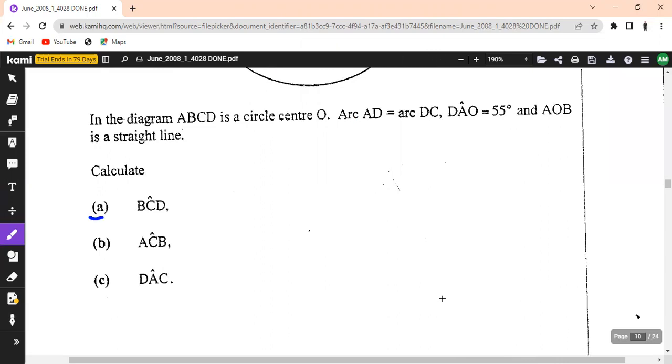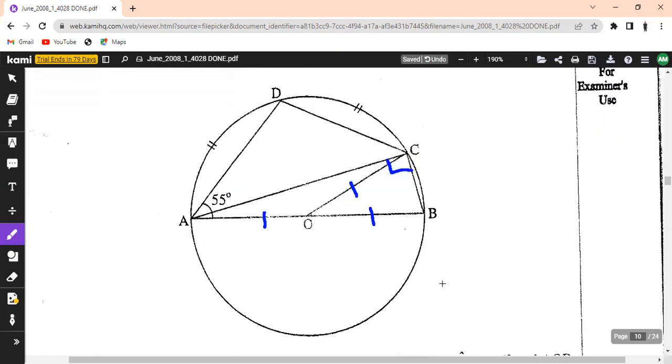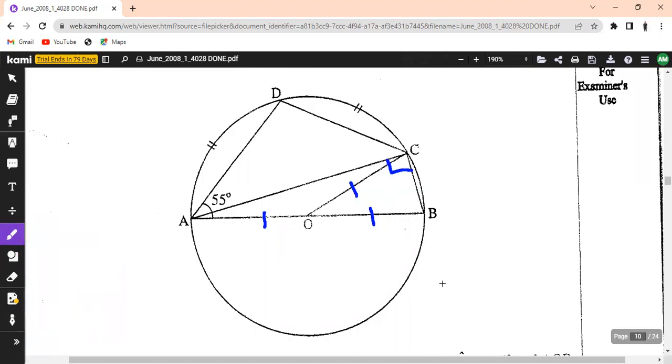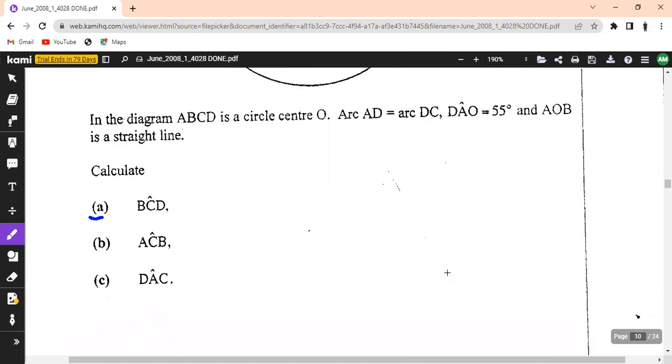Calculate BCD. Okay, this is our BCD. That's this angle here from B to C to D. All right, so what are you going to use here? As you can see, we are given the whole of angle A, and these are opposite angles of a cyclic quad. A, B, C, D is a cyclic quad. All 4 vertices are on the circumference of a circle, so that's a cyclic quad. So what are you going to do? We just have to subtract from 180, because we know that opposite angles of a cyclic quad add up to 180 degrees. So this one is just going to give us 180 minus 55, and 180 minus 55 will give us 125 degrees.